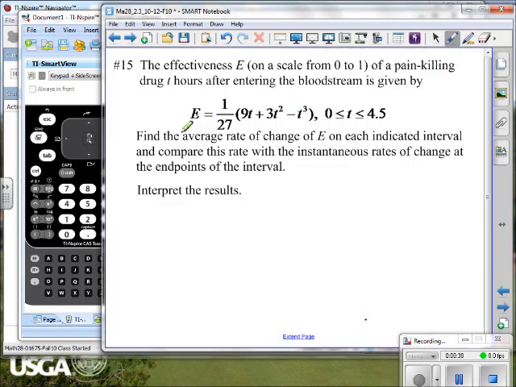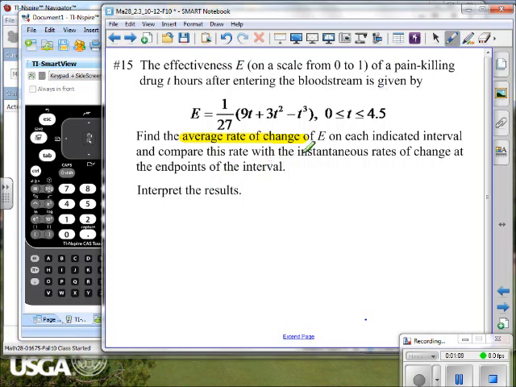But right now, if I say average rate of change, what are you going to be working with? Slope of secant, so you need 2 points. On each indicated interval, I'm going to assume I took it as from t being 0 to t being 4.5. So that would be the 2 points. I'll find the slope of the secant.